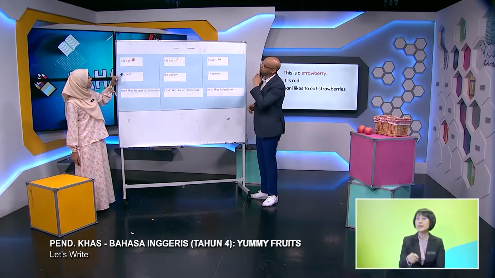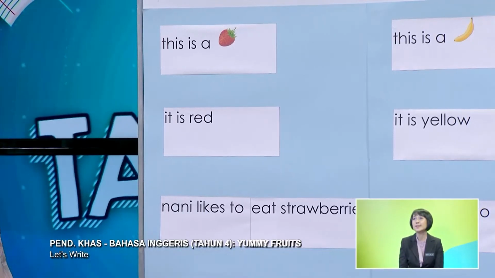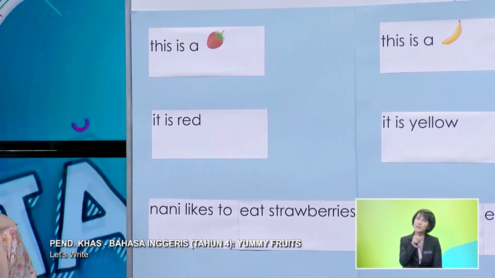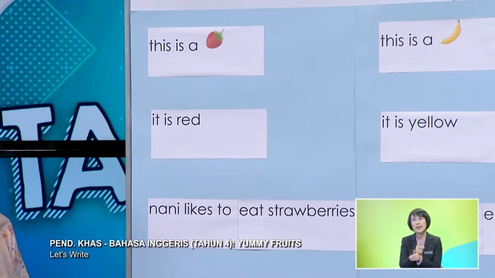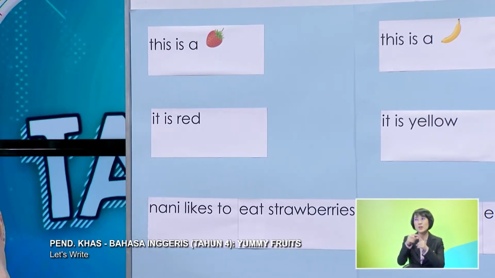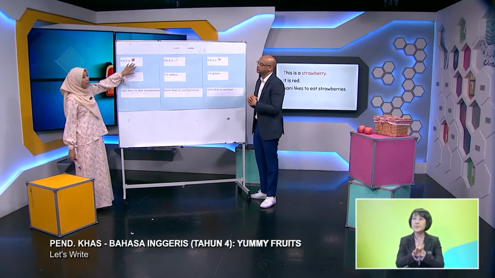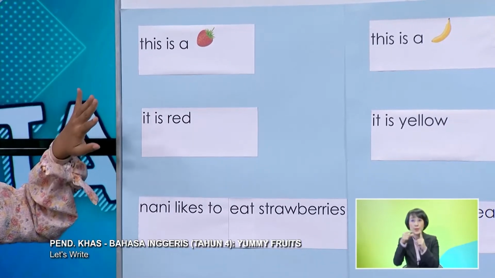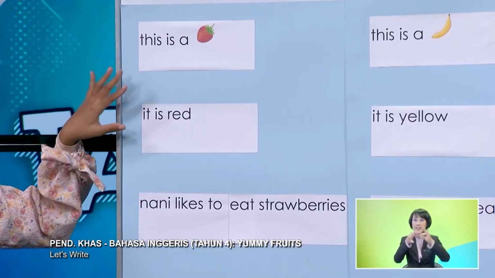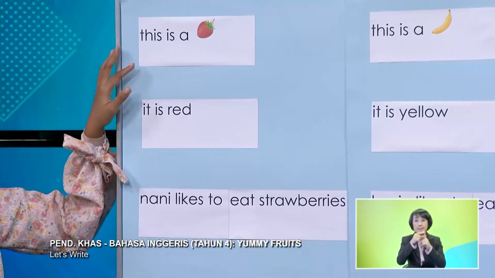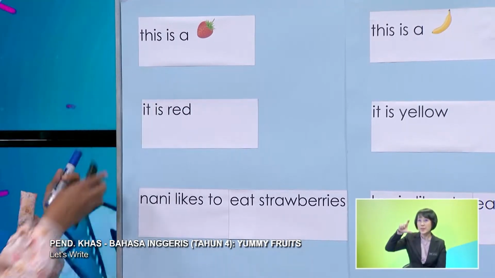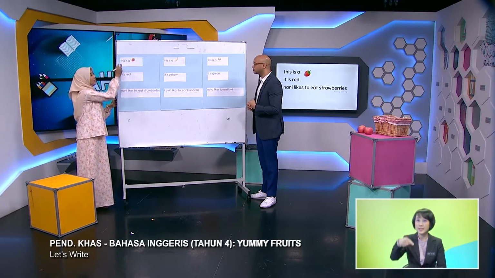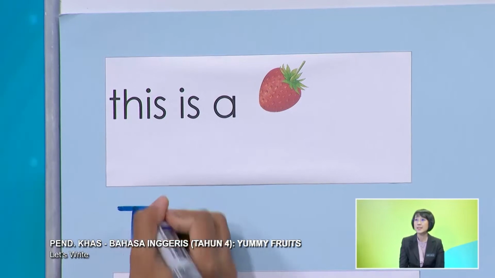Can you spot any mistake here? Let me see. So the first one, I'm not so sure. It looks correct, but maybe it should be a word and not a picture. Is that correct, teacher? Okay. First, this needs to be replaced with a word. And I want to tell you, the first letter of the first sentence, we need to start with a capital letter. Do you notice this? This is small letter t, so we need to start with capital letter T.